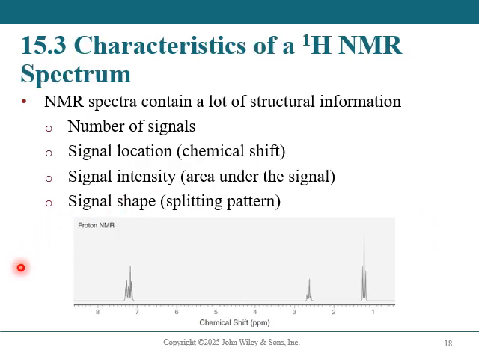NMR spectra contain a lot of structural information. This is a typical NMR spectrum right here. On the x-axis, you're going to see it says chemical shift in parts per million, and then some form of intensity here.